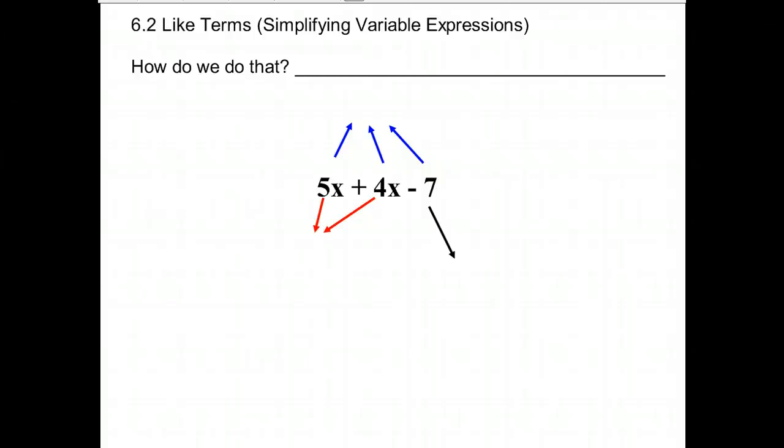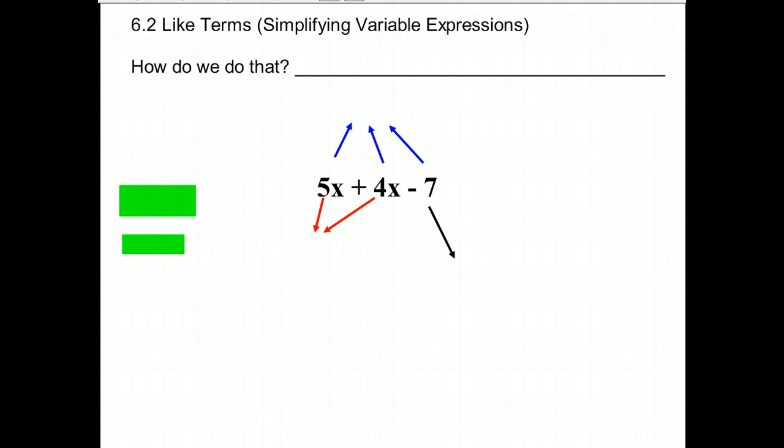Hi guys, welcome to the video today on combining like terms or simplifying variable expressions. So we've looked at how to do this with algebra tiles, meaning we had different kinds of tiles that meant different things.